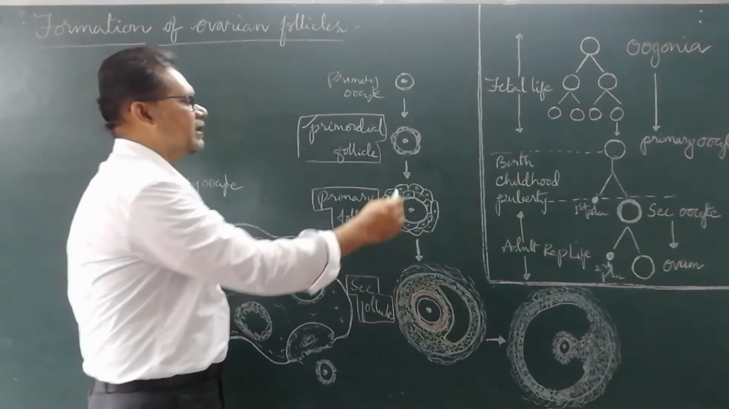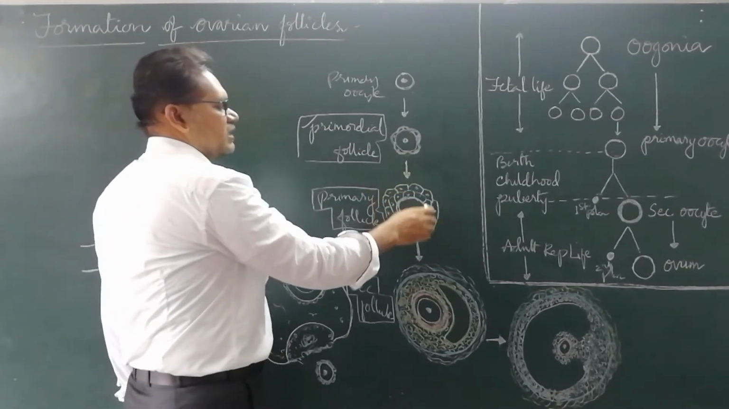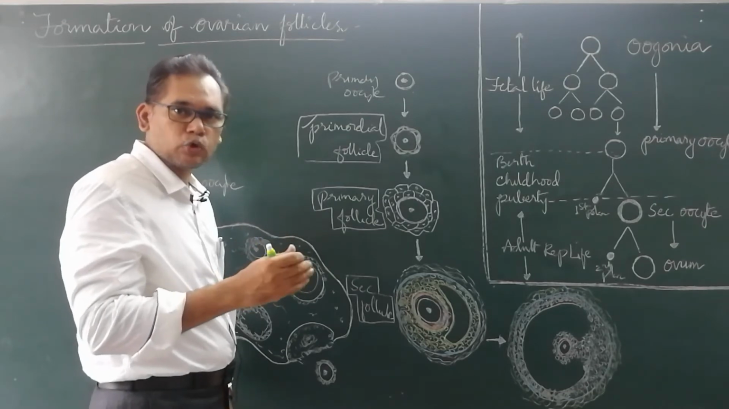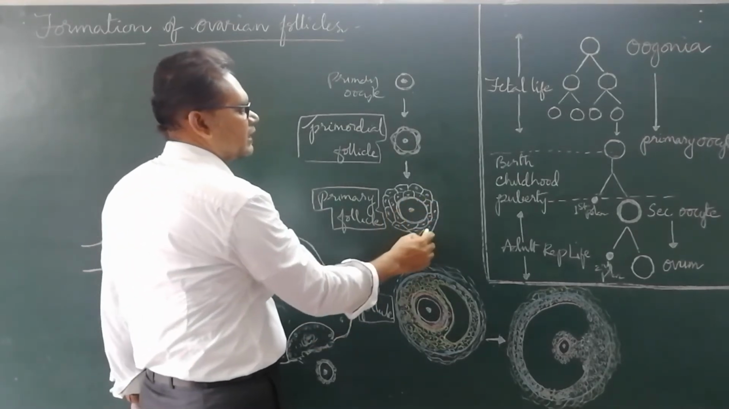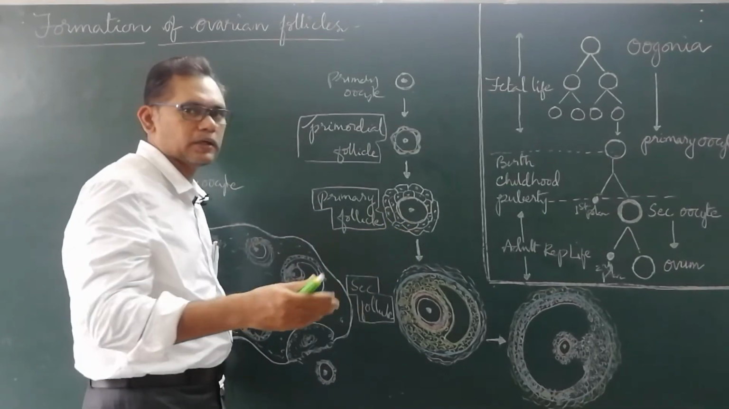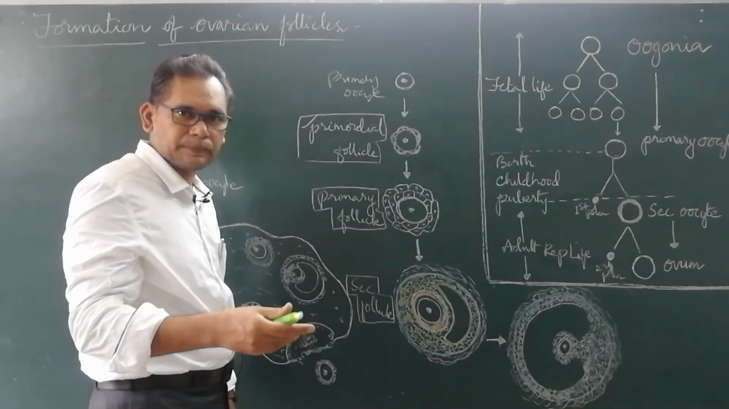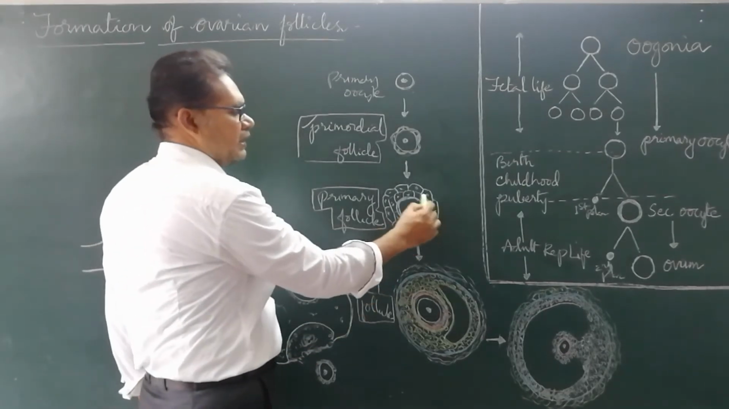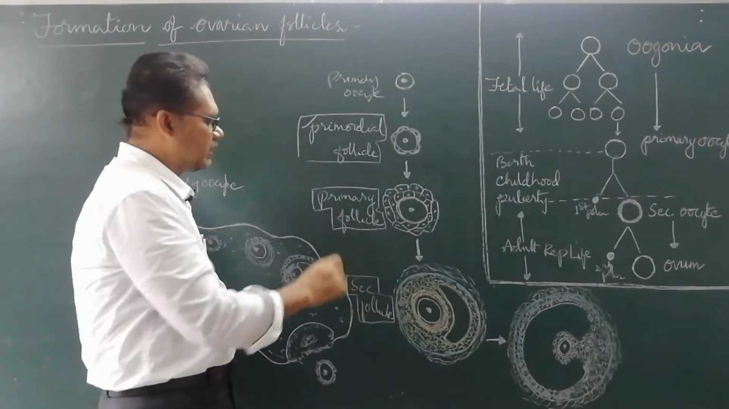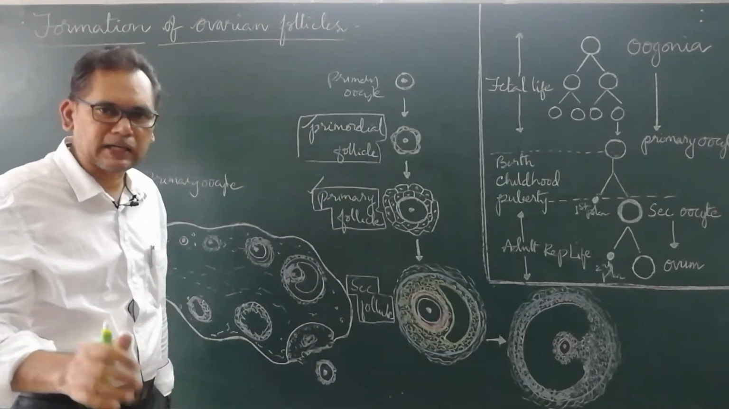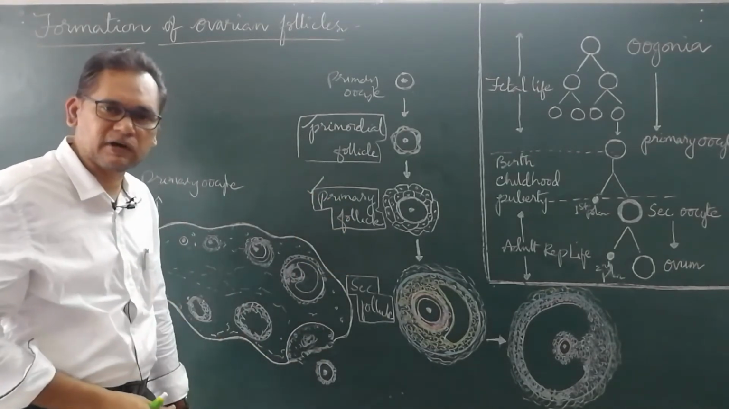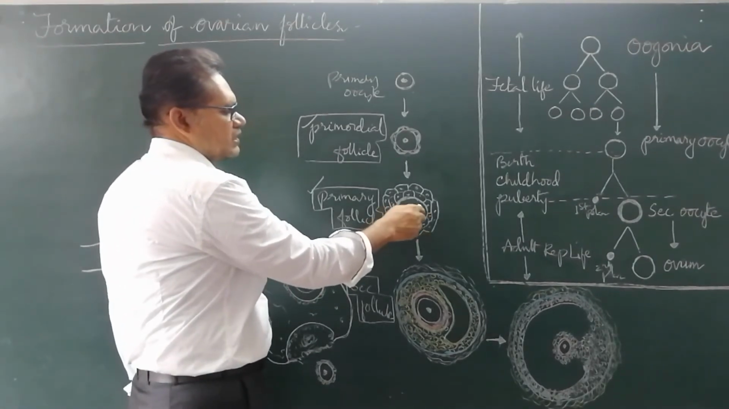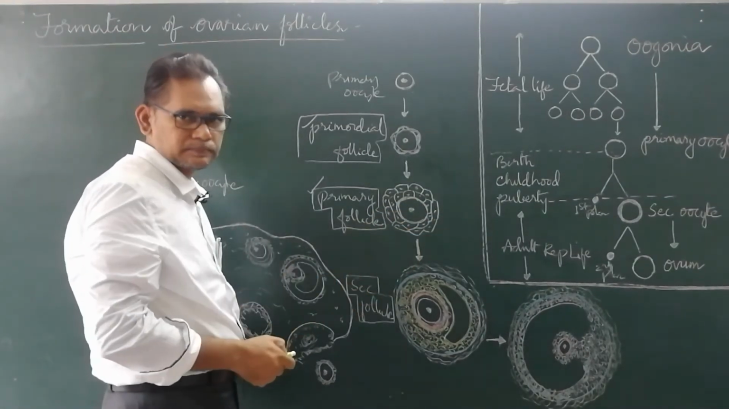Then the cells of the primordial follicle become cuboidal and arranged in many layers, two or three layers. They become cube shaped, cuboidal, and then stratified, meaning having many layers. Now this follicle is called the primary follicle. This is the primary follicle with the primary oocyte inside.